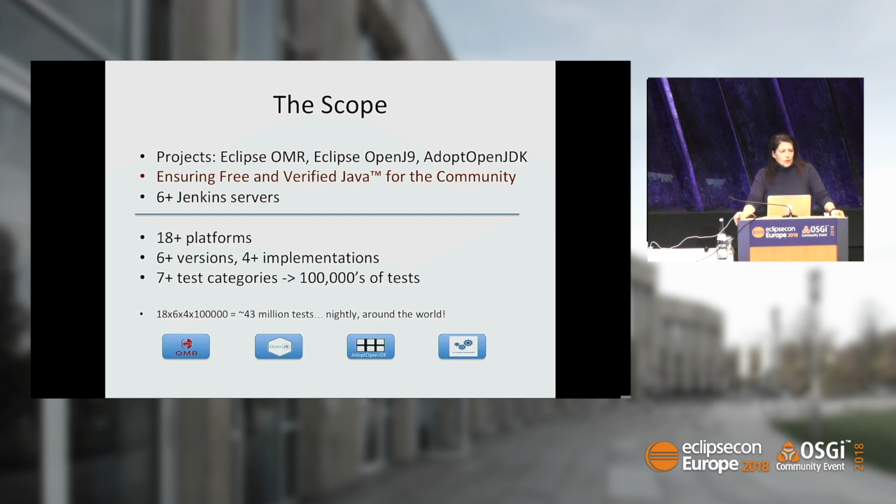We test more than 6 versions of Java, and you say, are there more than 6 versions? Yes, there are. We also test more than 4 implementations, and by implementation I mean the HotSpot implementation, of course the OpenJ9 implementation, there's even an SAP implementation, and a few variants of all of those.